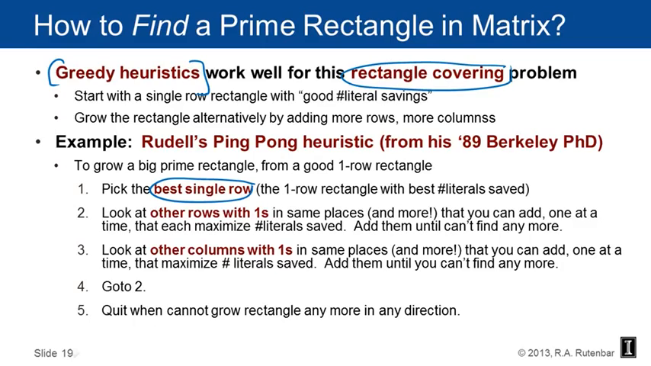Then what do you do? Then you add other columns with ones in the same places as this growing rectangle, and you add them one at a time, trying to maximize the number of literals saved, and you add them until you can't find any more, and then you go back up and you try to add some more rows. So you add some rows to your potential rectangle, and when you can't add any more rows, you add some columns to your rectangle, and then maybe you got some ones in some new places, so you can add some more rows, and you just go back and forth and back and forth. And when you can't grow the rectangle anymore in any direction, you're done. I know this is kind of a high-level description, but what I wanted to share is that it's actually not very complicated.